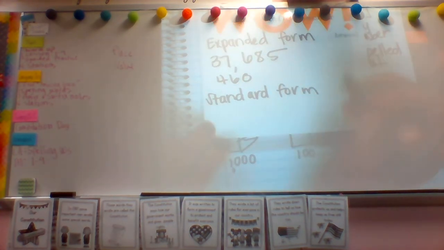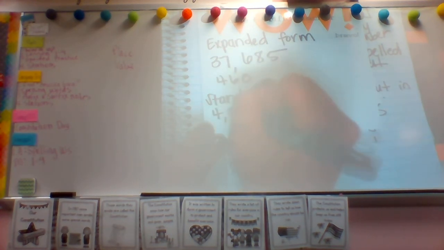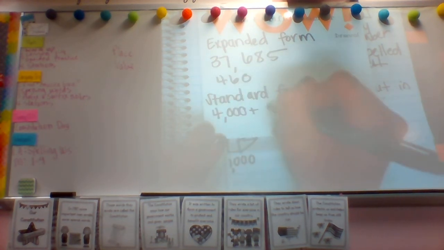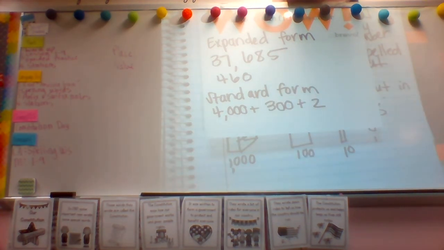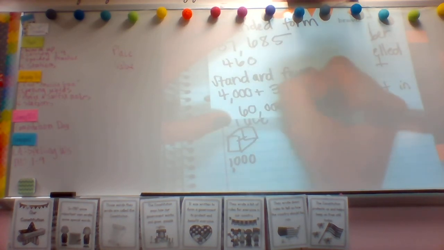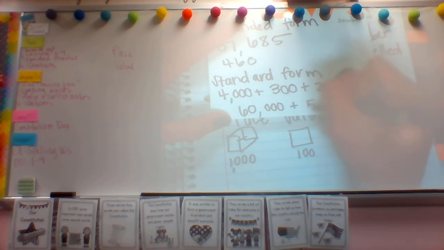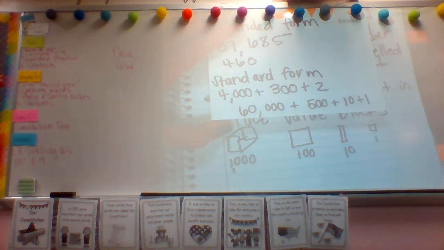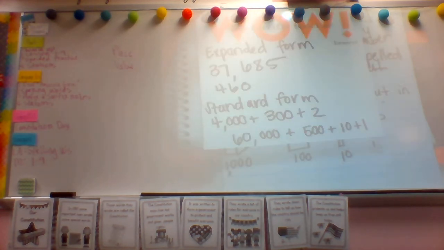I'm going to give you the expanded form and you have to turn it into standard. 4,000 plus 300 plus 2 and 60,000 plus 500 plus 10 plus 1. You might want to pause that and write those down because I got to turn my paper.